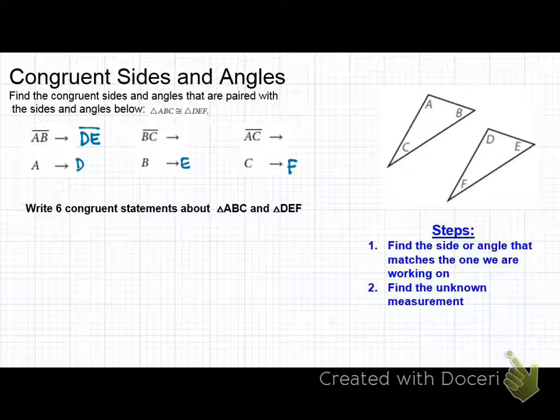Line segment BC should correspond to line segment, what, everyone? Line segment EF, that's right. And line segment AC should correspond to line segment DF, okay? So we're making some assumptions here.